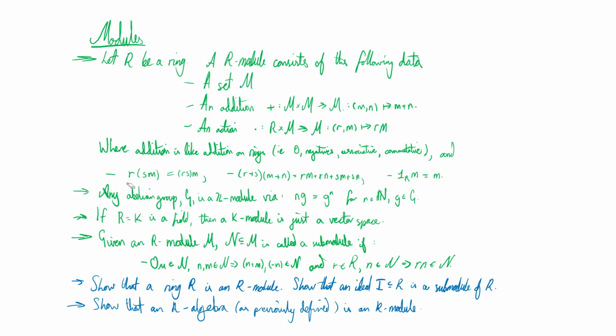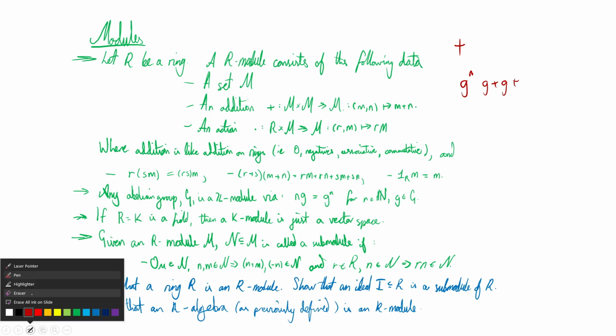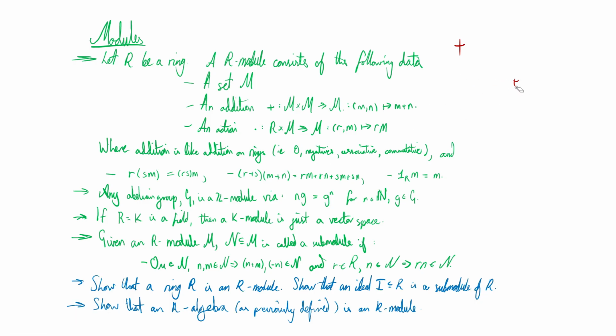But any abelian group is itself an integer module via ng is g to the n, and most abelian groups you just write with the sign plus, but technically g to the n is g plus n times. So g squared is just g plus g, and g to the naught is e. So, if R is a field, then a module over that field is a vector space.